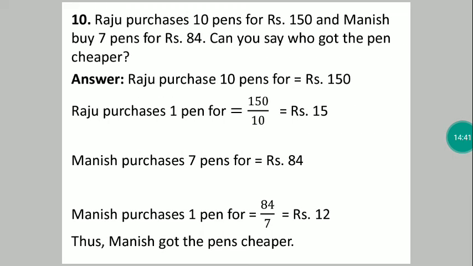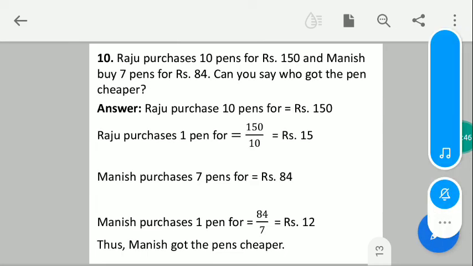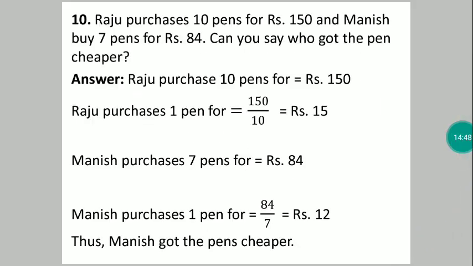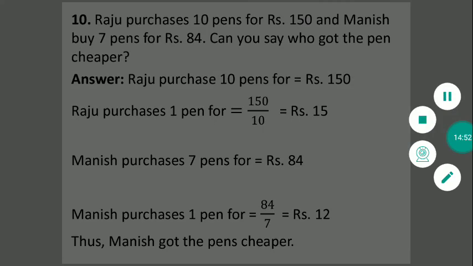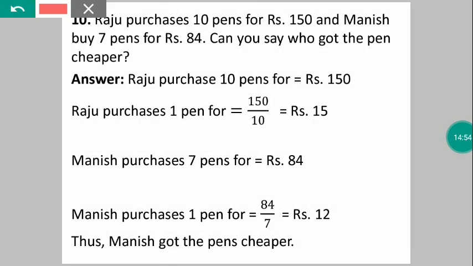Now question number 10. Raju purchases 10 pens for rupees 150 and Manish buys 7 pens for rupees 84. Can you say who got the pen cheaper? Raju purchased 10 pens for rupees 150. Now the cost of one pen that Raju purchased is 150 upon 10, that is rupees 15.